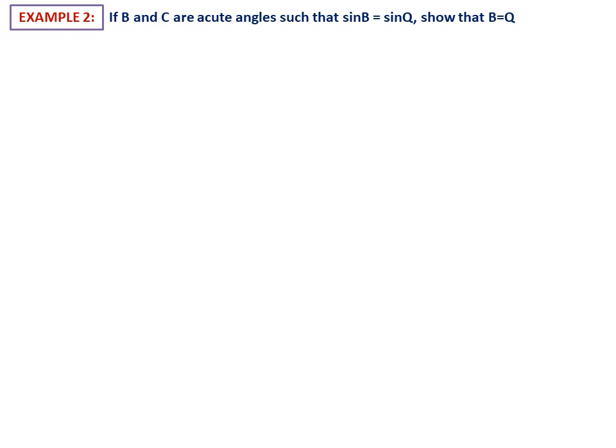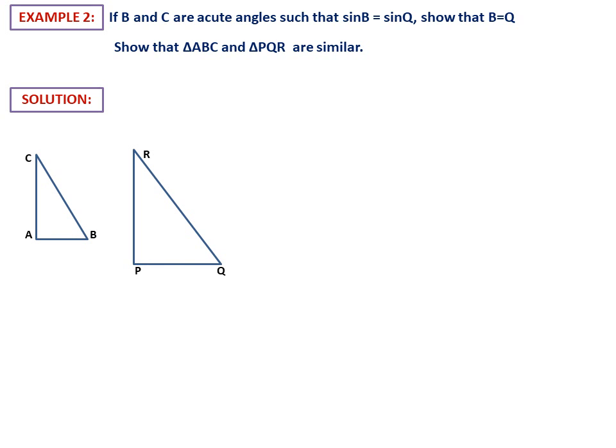Question 2, example 2. If B and C are acute angles such that sin B equal to sin Q, show that B equal to Q, show that triangle ABC and triangle PQR are similar. Now let us consider two triangles. One is ABC, another one is PQR. But the condition is both B and C are acute. The condition is sin B equal to sin Q.